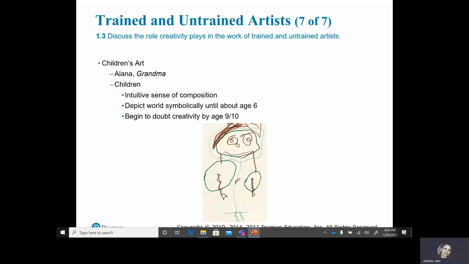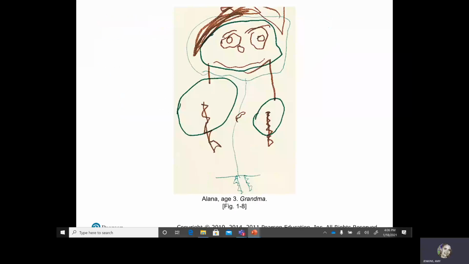Children's art. This artwork's created by a girl named Alana, and this is her grandma. Children have an intuitive sense of composition, and they depict the world symbolically until about age 6, and then they begin to doubt their creativity by age 9 to 10.